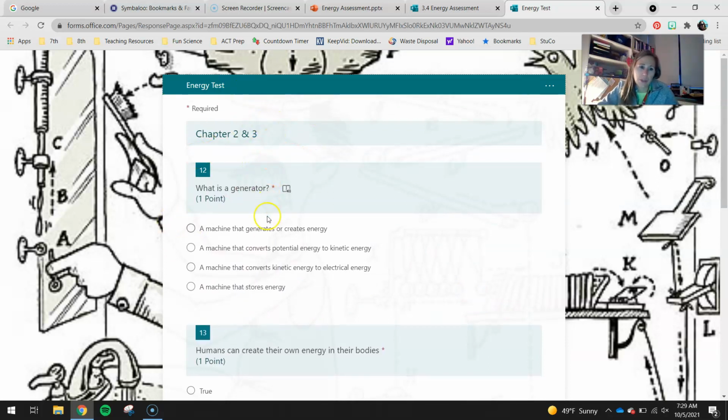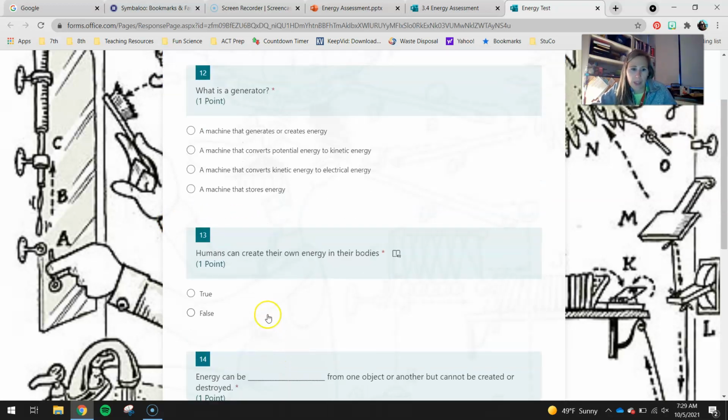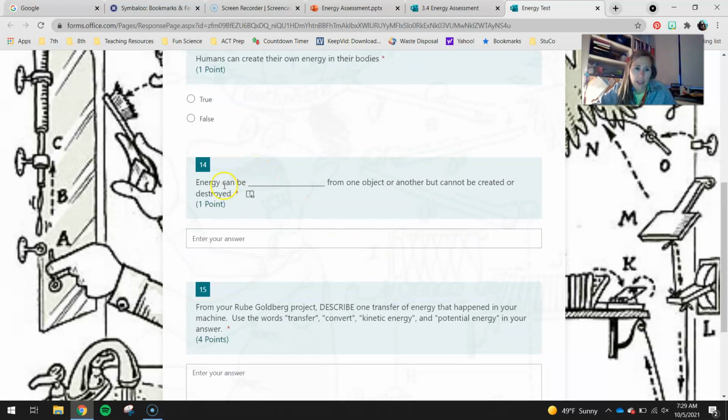For chapters 2 and 3, what is a generator? That came out of your vocab, and you guys should have taken a second to study before you did this. So hopefully you guys remember what that term was and had it in your notes. Okay, humans can create their own energy in their bodies, true or false? Energy can be blank from one object to another, but cannot be created or destroyed. So you need to type your answer there.